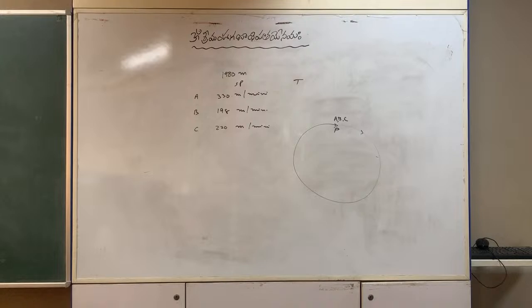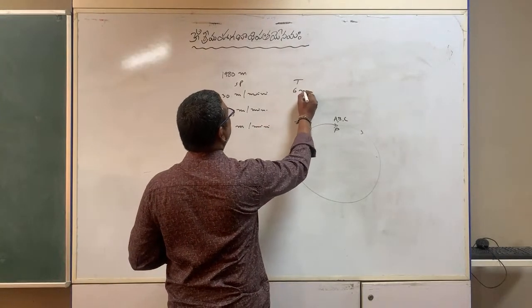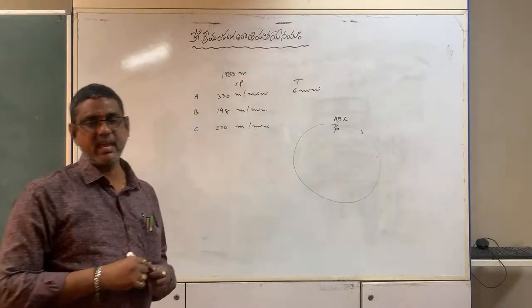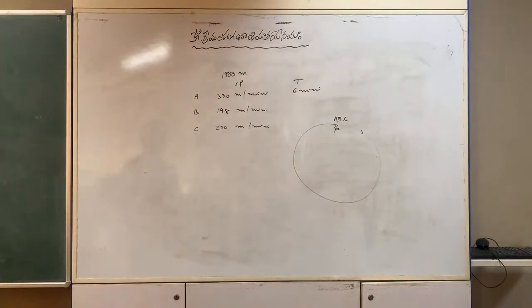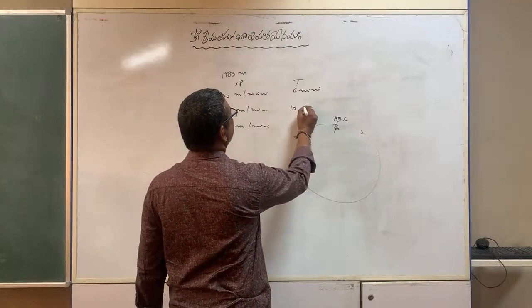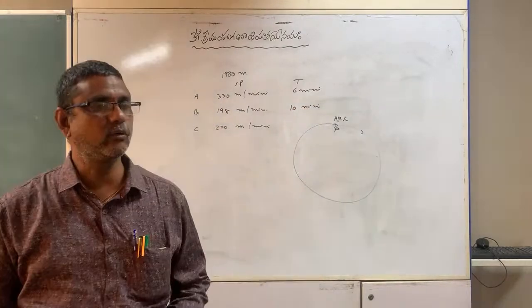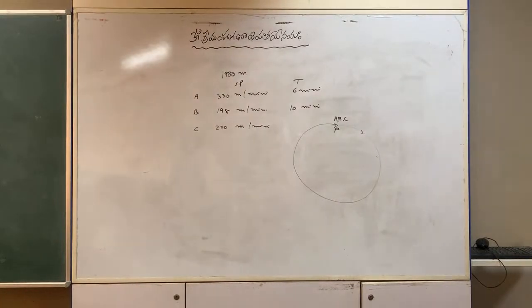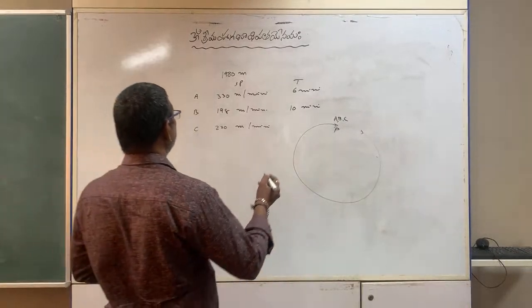A 6 minutes, రాసుకోండి. Aకి 6 minutes. Bకి 10 minutes. Cకి క్యాలిక్యులేట్ చేయండి, 1980 by 220. B 10 minutes. What about C? 9 minutes.